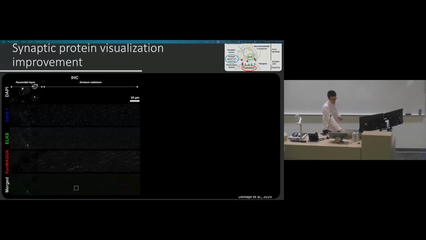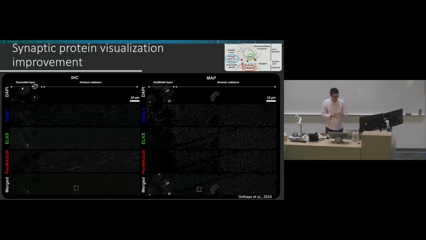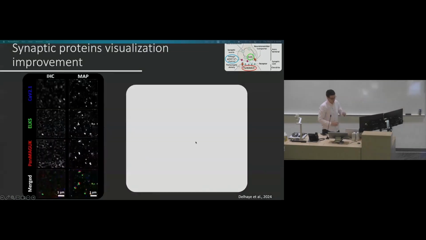Once we process the brain with the MAP procedure, this time we can see a sharp difference, and especially a sharp difference in the labeling between the stratum radiatum and the pyramidale. We can see this excitatory input is mainly present in the stratum radiatum as expected. And if we get a closer look, and we want to look at the individual synapse level, we can see that only MAP processed tissue for this thick tissue section allows us to resolve the synaptic protein at the individual synapse level.